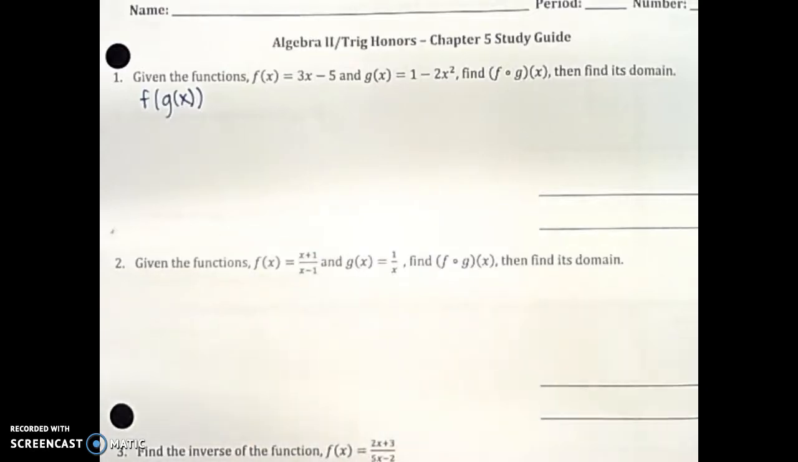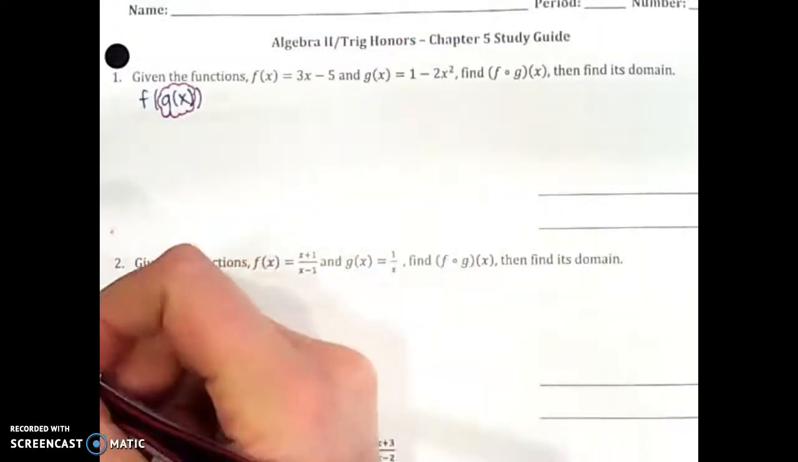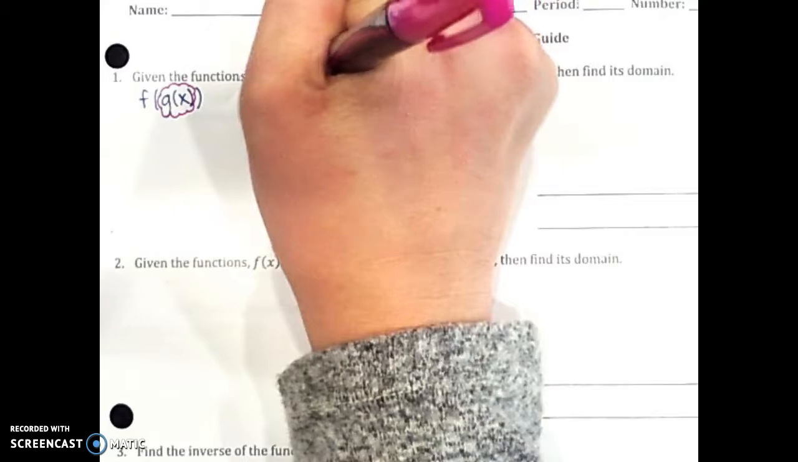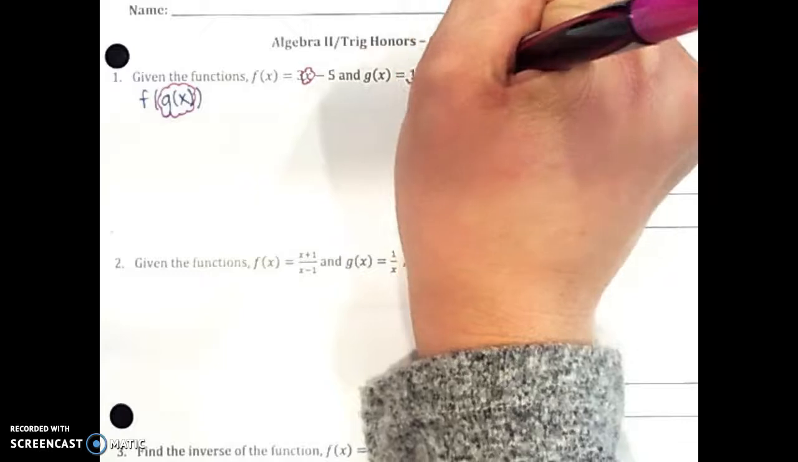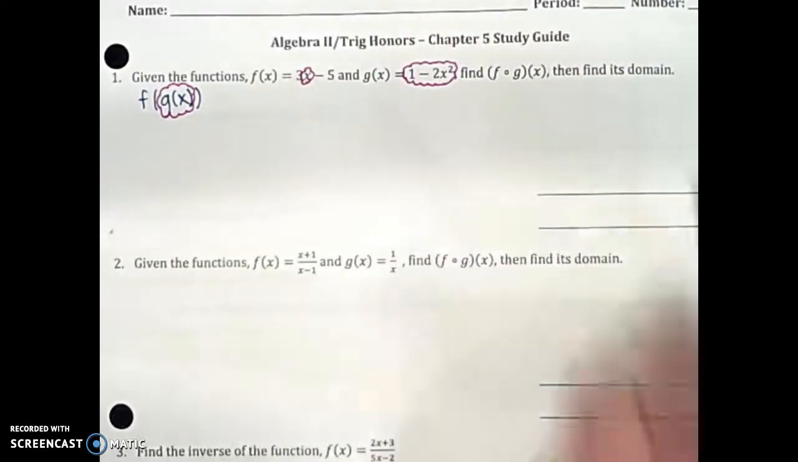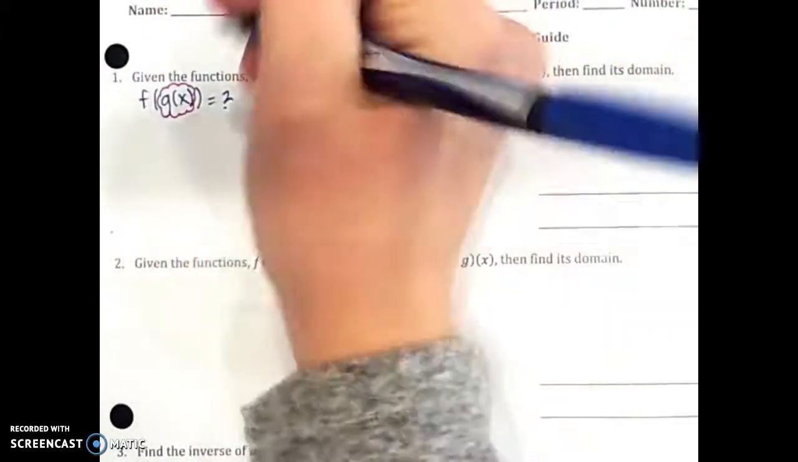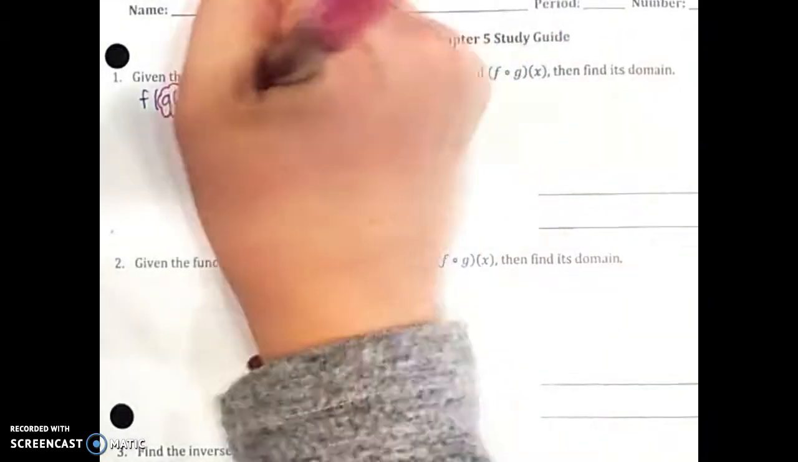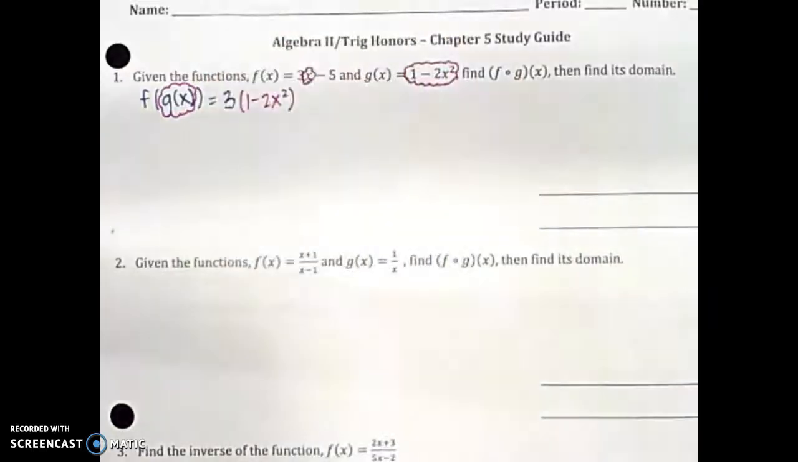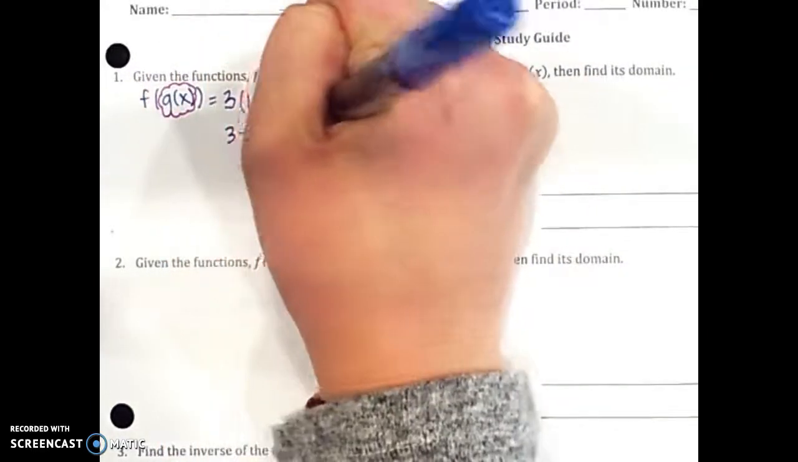And so what that's saying is that into my function f, so into 3x minus 5, wherever there's an x, we're going to be plugging in 1 minus 2x squared, which is g of x. So into f, we're going to plug in g of x. So the 3 stays the same, but instead of writing x, we're now going to write 1 minus 2x squared, and then minus 5. Okay, so we are just going to distribute: 3 minus 6x squared minus 5.